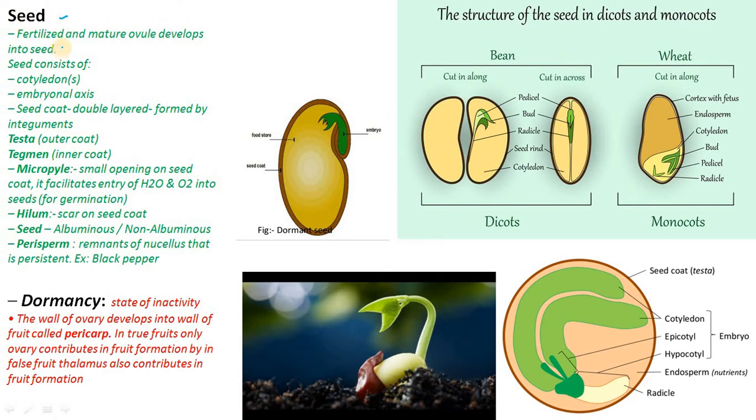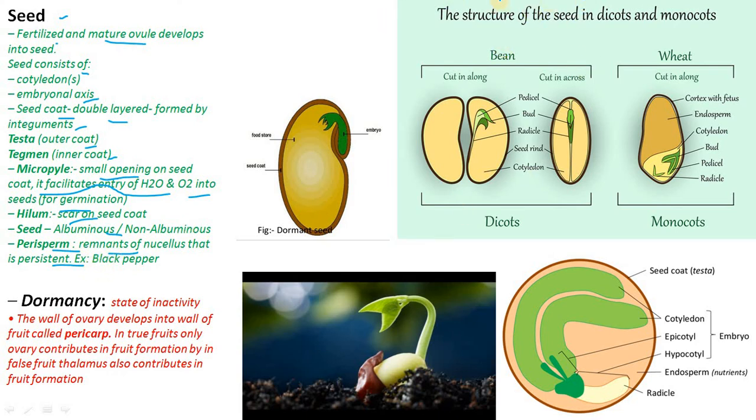Then the seed. The fertilized and mature ovule develops into the seed. The seed consists of cotyledons, the embryonal axis, and the seed coat, which is double layered, formed by the integuments: the testa, the outer coat, and the tegmen, the inner coat. The micropyle is the small opening on the seed coat. It facilitates entry of water and oxygen into the seeds for germination. Hilum is the scar on the seed coat. Albuminous or non-albuminous; perisperm is the remnant of the nucellus that is persistent, example black pepper.